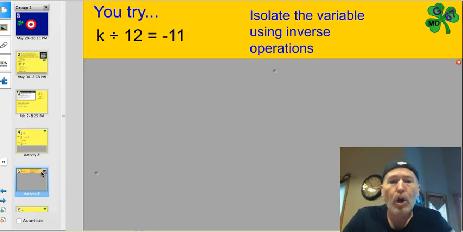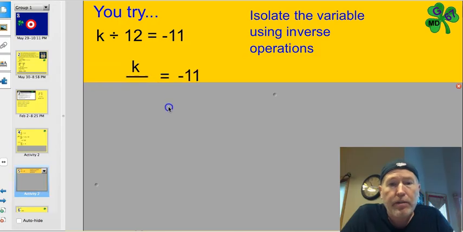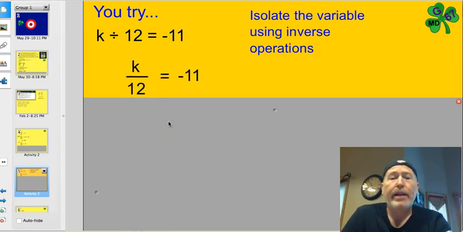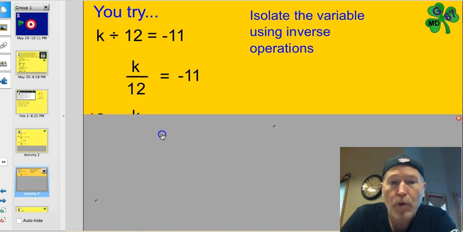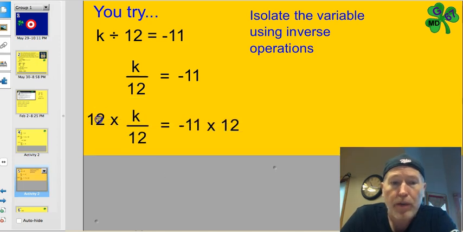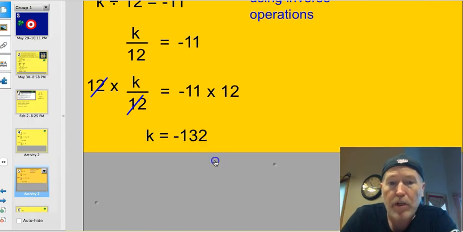In case you didn't figure it out, try it again if you didn't do this first. Okay, I'm back. I always rewrite the division equations as a fraction like this. I think it's easier to work with. I think it's easier to show that I'm going to multiply it by 12 on both sides, that these cross off because you've got a 12 in the numerator and a 12 in the denominator. On this side, you've got a negative 11 times 12. You end up with k equals a negative 132.